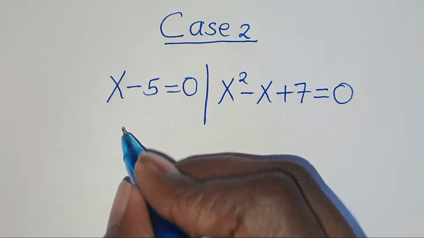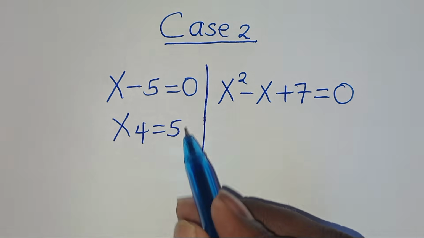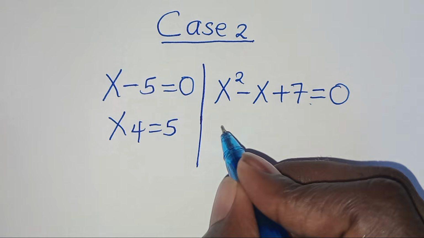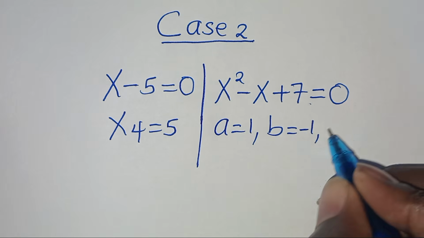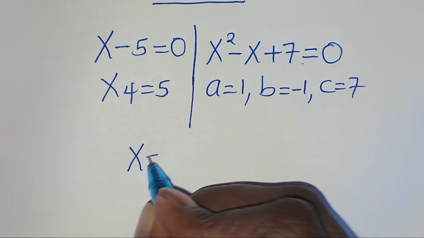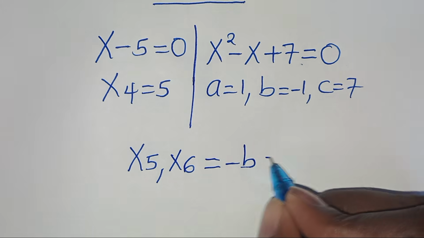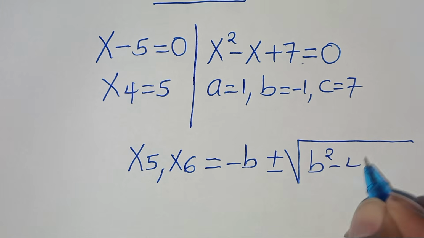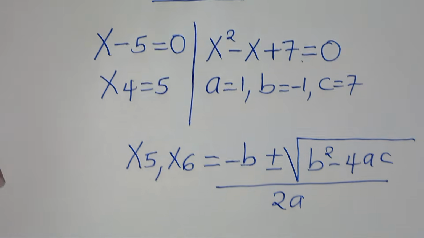Now from the first part here, we have that x4 is equal to 5. This is the second real solution that we have. Now, here we have a quadratic equation where a is equal to 1, b is equal to negative 1, and c is equal to 7. So this means that we can solve for x5, x6 by applying the quadratic formula here, which is minus b plus or minus the square root of b squared minus 4ac, everything here divided by 2 times a.